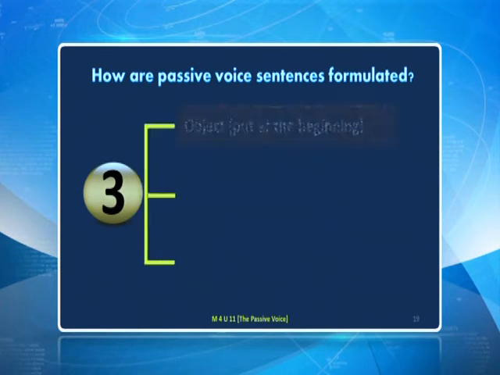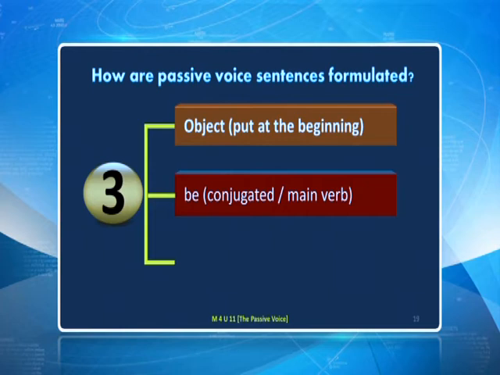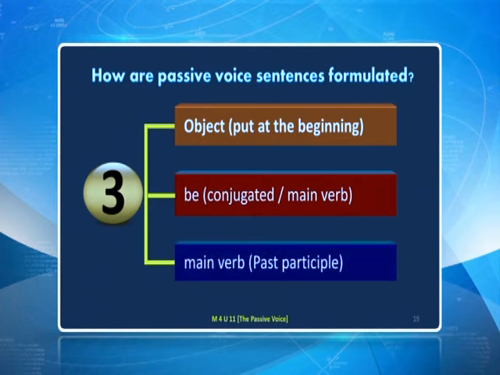The first one is to put the object at the beginning of your sentence. Where is the place of the object? The object is always after the verb. Then you have to conjugate the verb to be at the same tense as the main verb of the active sentence. The last stage is to turn the main verb into a verbal by providing the past participle form of the main verb of the active sentence.